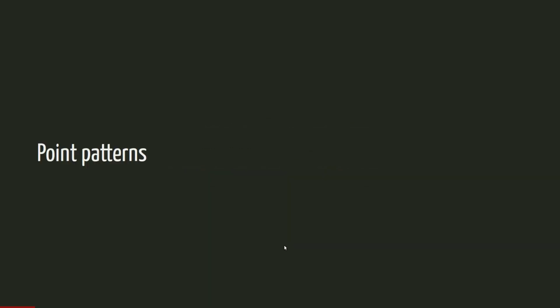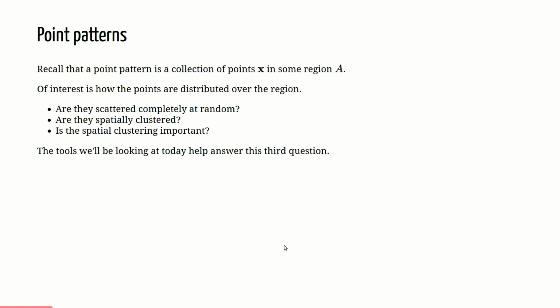So let's start by remembering what a point pattern is. Essentially, a point pattern is basically just a collection of locations across some region. And of interest to us is how the points are distributed across that region. So for example, are they scattered completely at random across the region? Or are they spatially clustered in some way? And potentially, is this spatial clustering important? Okay, and the tools that we'll be looking at today help answer essentially that third question.